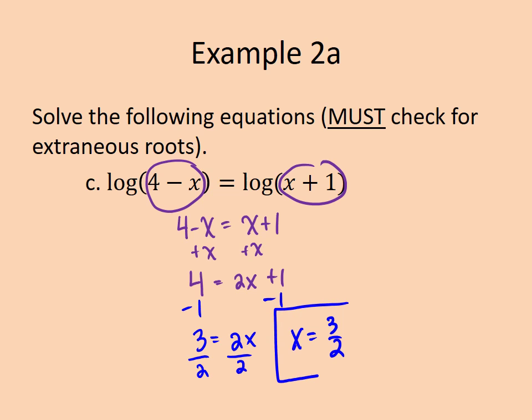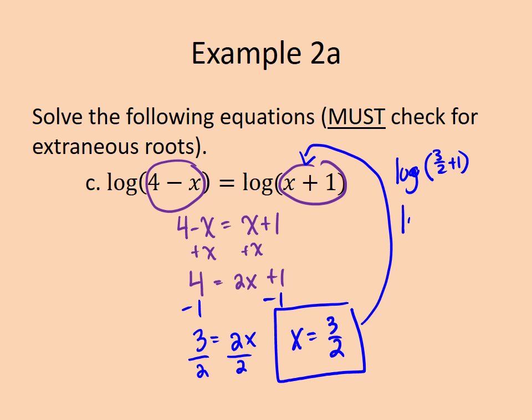Since it's a log problem, we have to take the 3/2 and plug it back in to make sure that we don't get a negative log or a 0. So log of 3/2 plus 1 is the log of 5/2. Since this is positive, we know that this value of x works. So our final answer is x equals 3/2.